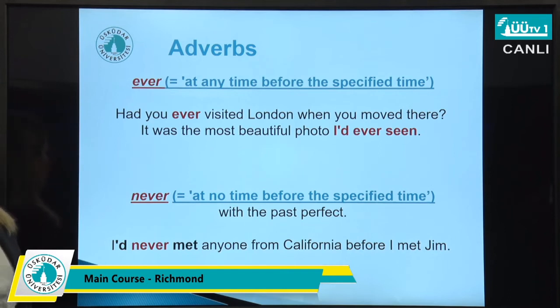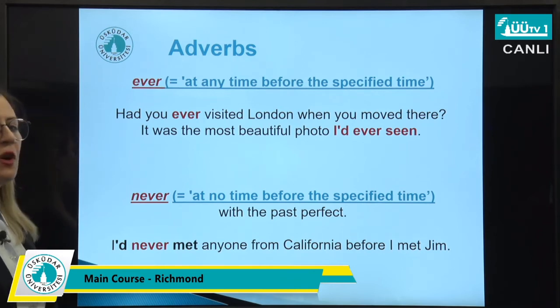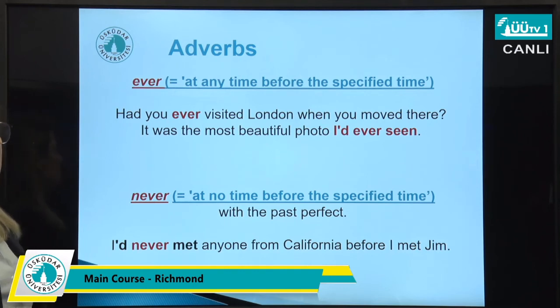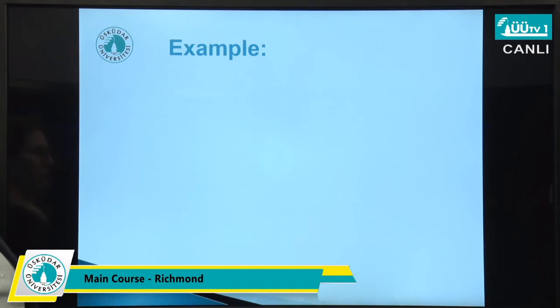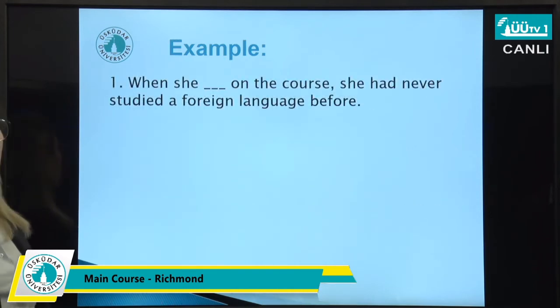What about never? We use never at no time before the specified time with the past perfect. Example: I'd never met anyone from California before I met Jim. So here we have some examples. Look at the examples, read them, and try to guess the answer. Of course I will tell you the answer, but I need you to think.